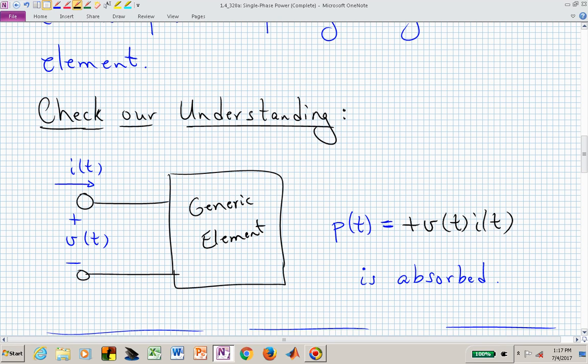And if it so turns out that that result ends up negative, then in fact, in reality, that generic element is absorbing a negative power, or it's actually supplying power to the rest of the circuit or rest of the system.